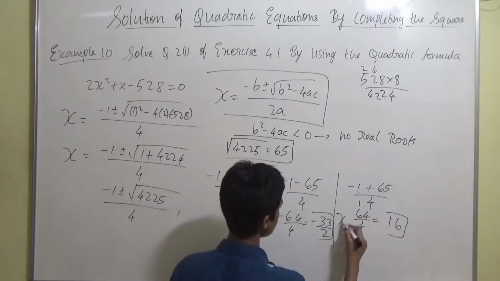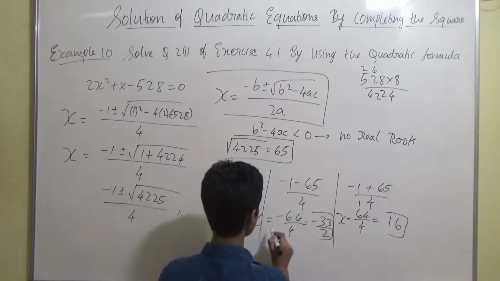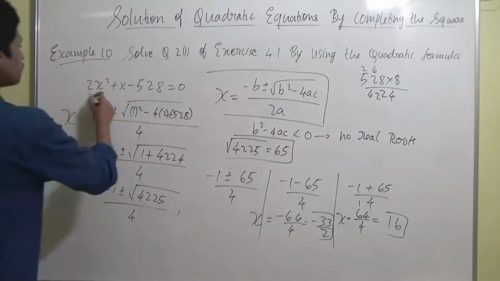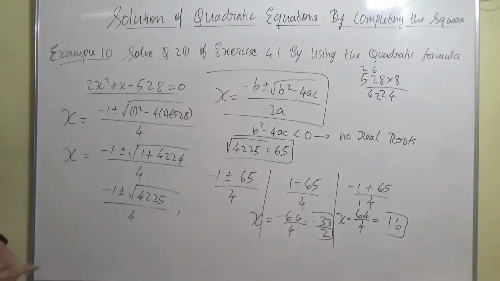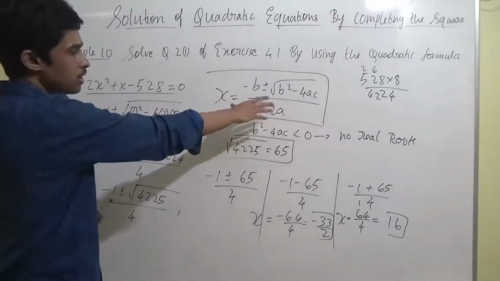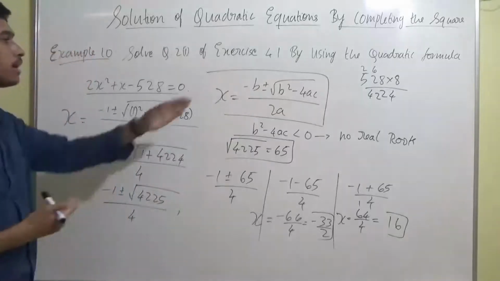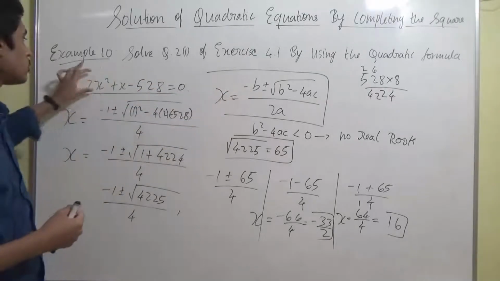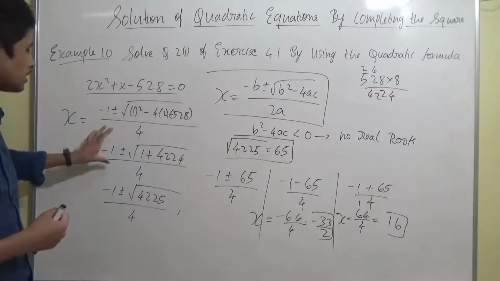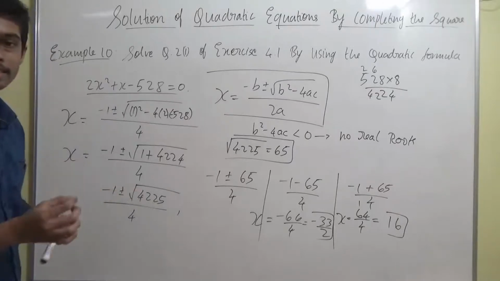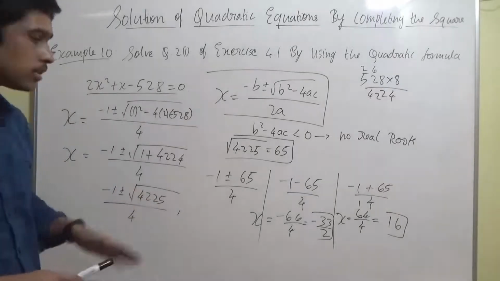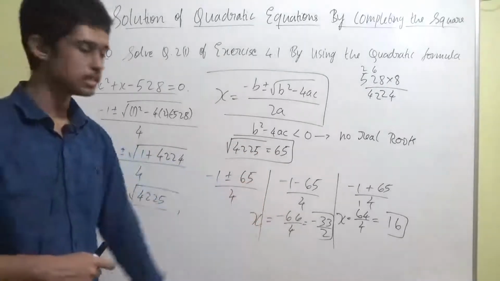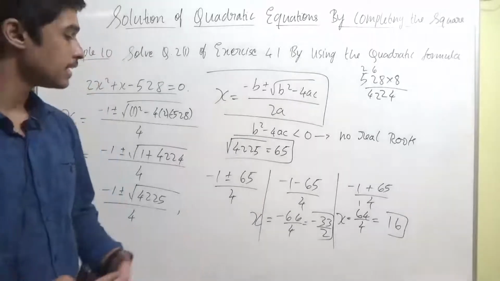So these are the values of x. X equal to 16 and x equal to minus 33 by 2 are the solutions of this equation. That's it, guys. What we did, we just wrote the general quadratic equation first, and then we substituted the values of a, b, c from the equation in place of a, b, c, and then we got the equation like this. The only tricky step, I think, is to find the root. If you know the root, it's very easy to find the solution. Easily you got x as 16 and x as minus 33 by 2.